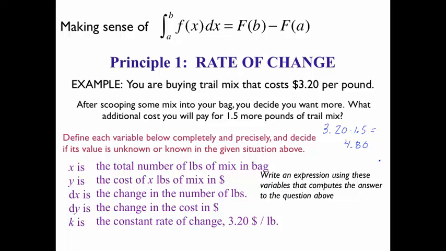Okay, somebody new, volunteer. What would that be? Yes, ma'am. K equals dy over dx, or k times dx equals dy. So she said that, and I'm just going to change the order. dy equals k times dx. k times dx.